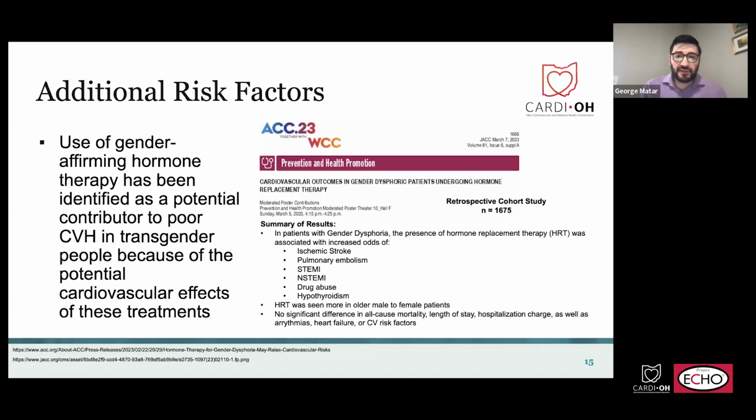And the important thing to note about this patient population also is age. So a lot of these patients in this population were originally elderly cisgender males that were transitioning to become transgender females who already had an increased risk of cardiovascular disease based on their age and other risk factors, genetic risk factors as well.